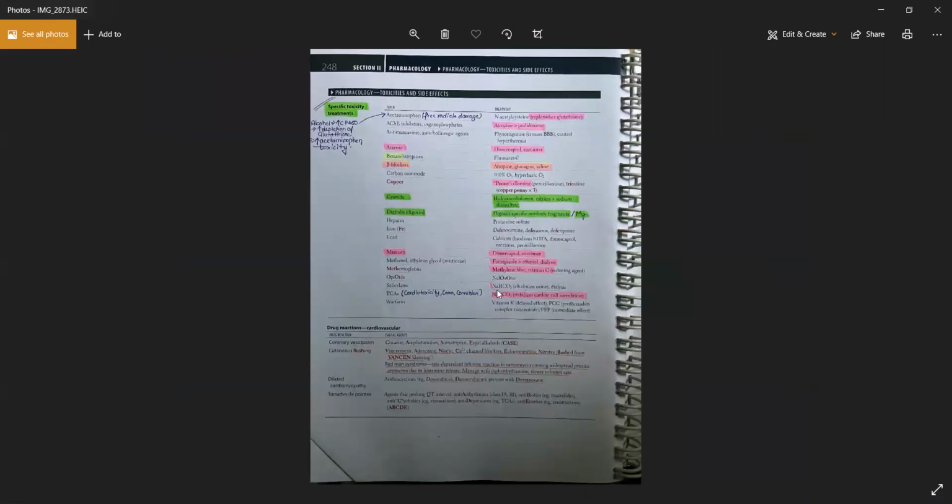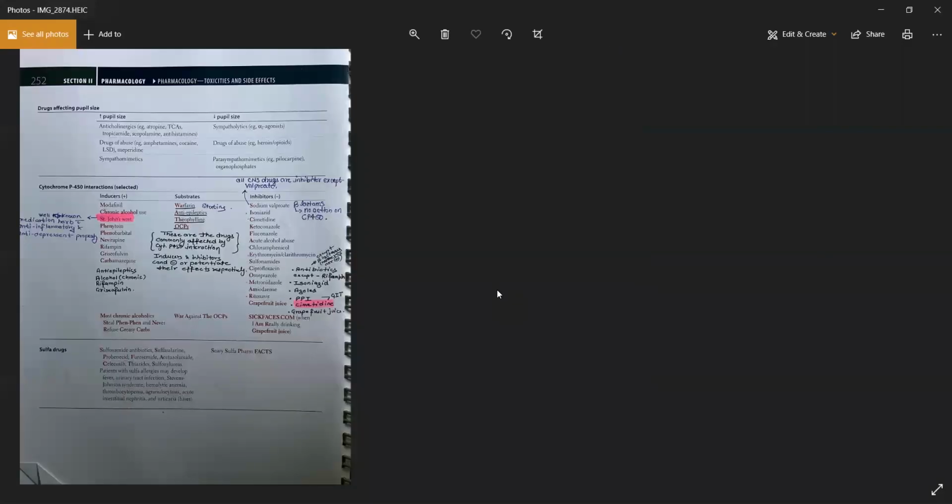Okay, any doubt on this page? No. Okay, so we are going to skip the next 2-3 pages of First Aid because it's nothing, just all the listed side effects of certain drugs. Nothing too much, just for revision.